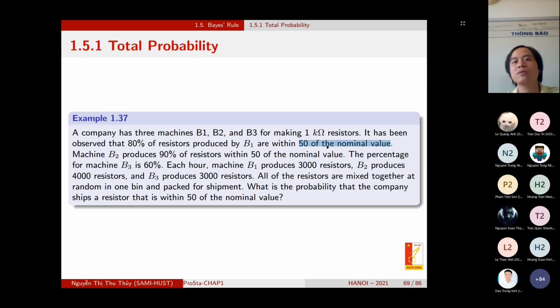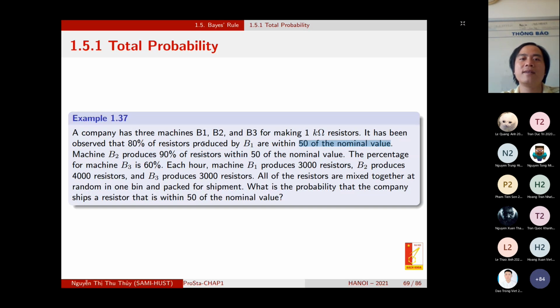For example, if you want to export or commercialize the products, you need to satisfy 50 nominal values. If you don't pass one of the nominal values, you cannot commercialize your resistor. So they say that only 80% pass the test. We can say that 50 nominal value, we don't care about that. We just say we need to test.